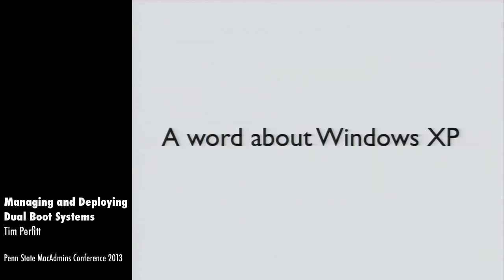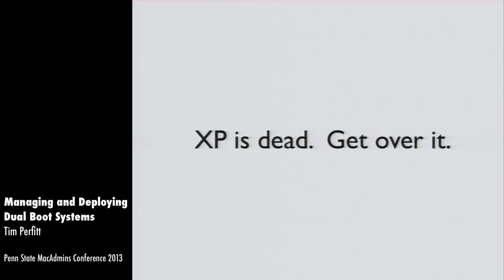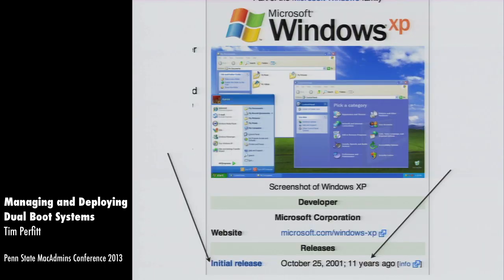So that was about how to boot Windows 7 and Windows 8. Let's talk about XP, because there are some XPs out there. If XP's dead, get over it. I realize you might have some legacy applications, but look here. Really, if you go to Wikipedia, initial release was October 25th, 2001, 11 years ago, as of the time I made this slide. Think back to what you were doing 11 years ago. You're probably in line waiting to get Windows XP to install it. That's a long time for an OS.